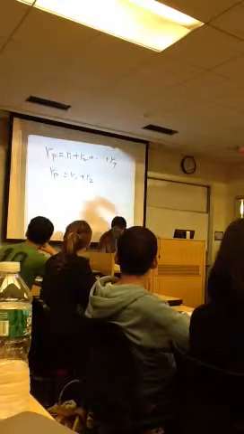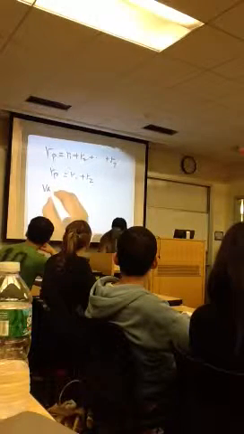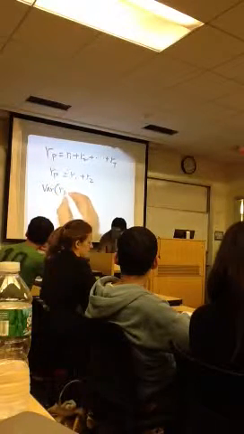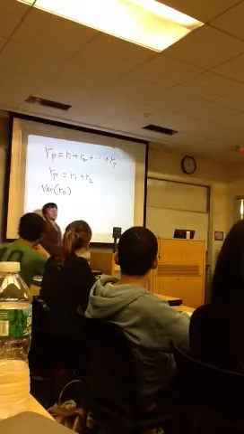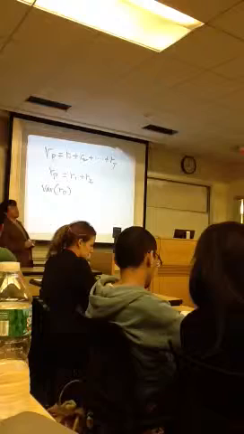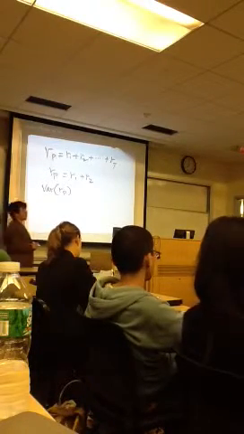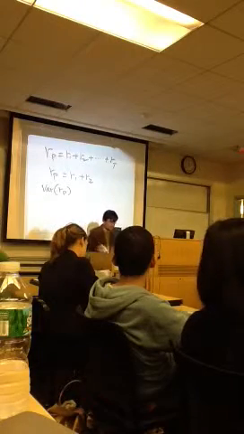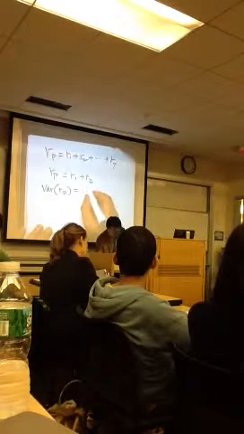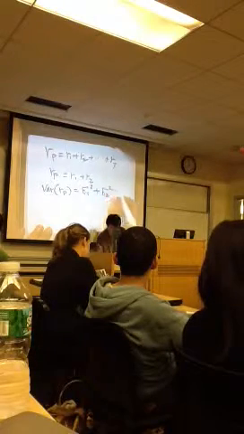What is the variance of this case? What is the variance of the sum? Everybody still remember the formula? The variance of the sum of variables? It's the variance of R1 plus variance of R2, plus the covariance.